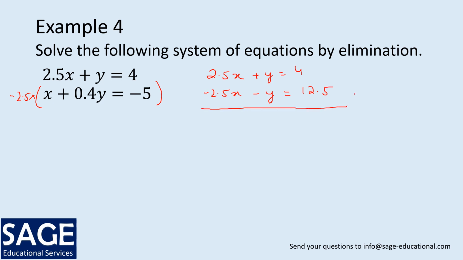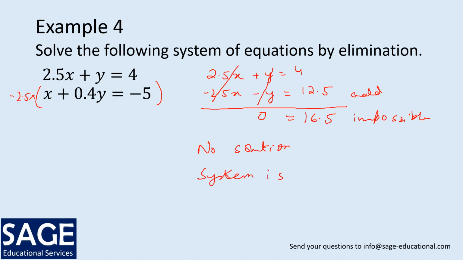And now I can add the two equations together. When I do that, I find 2.5x minus 2.5x is 0, and then y minus y is also equal to 0. So on the left hand side I get a 0. On the right hand side I get a 16.5. Now this is an impossibility. You cannot say that 0 is equal to 16.5. What that means for this system of equations is that there is no solution, and we say that this system of equations is inconsistent. So a system of equations that has no solution is called an inconsistent system.